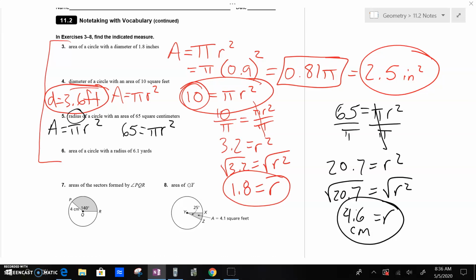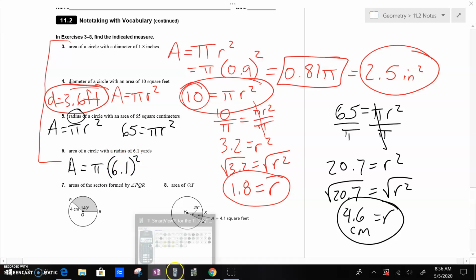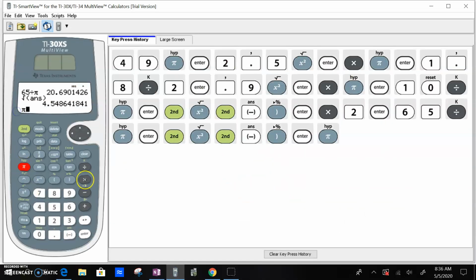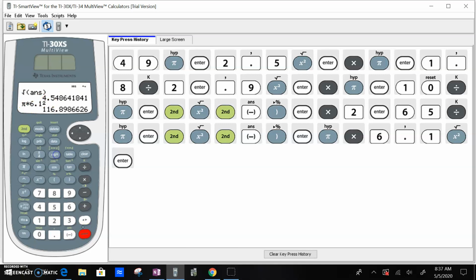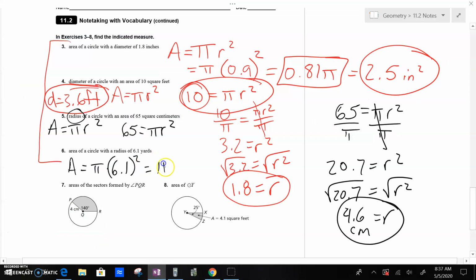Number 6, area of a circle with a radius of 6.1 yards. So here they're actually going back to the easiest way to ask the question. The area is pi times 6.1 squared. And we're after the area. So we just plug in pi. So pi times 6.1 squared. And we can actually type that whole thing into the calculator. So there's our pi, there's our r, and there's our squared. Hit enter and we get 116.9. So 116.9 square yards, or yards squared, would be our answer. So there we've got number 3 worked out, and number 4, 5, and 6.